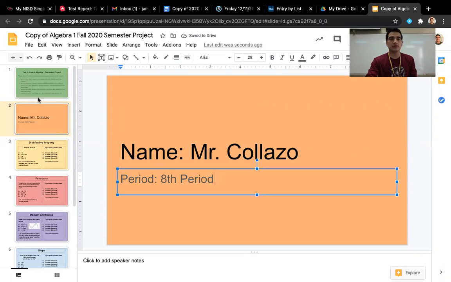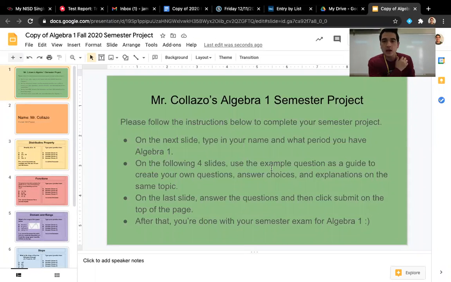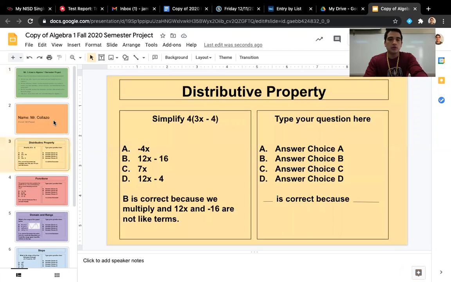Now we go back to the instructions, and it says, on the following 4 slides, use the example question as a guide to create your own questions, answer choices, and explanations on the same topic. That's kind of a lot, but I'll explain what that means a little easier. If we go to the next slide, I have a slide over distributive property. I have an example question here on the left, and this is where y'all will make your own question on the right.